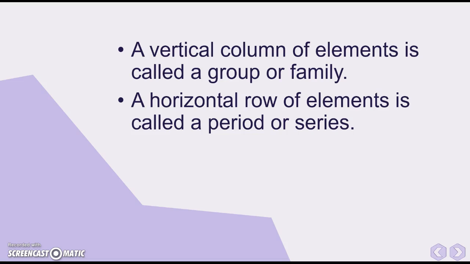A horizontal row is called a period or series. And if you notice, there are conveniently 7 rows. Now, what might 7 correspond to that we've previously studied?